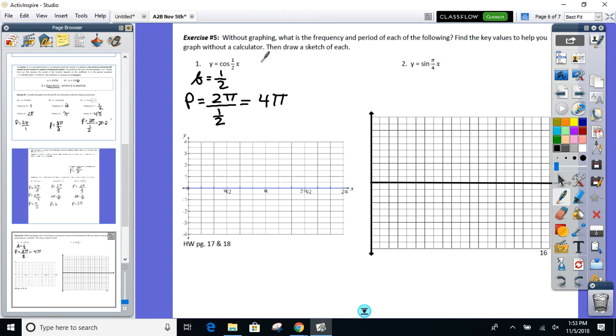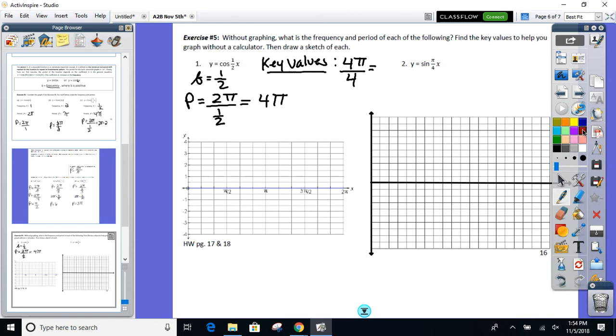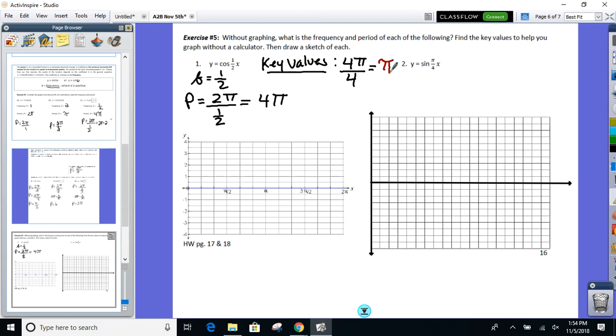To find these new key values, because if it's not 2 pi, it's not going to be every 90 now, you're going to take your period and divide it by 4 every time, because you're going to divide it up into 4 equal sections. So now it's not every pi over 2, it's going to be 4 pi divided by 4. Every pi will have a key value. And I'll show you what I mean now.